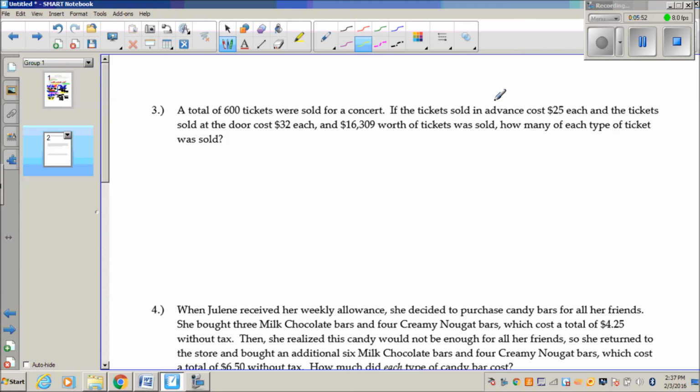But there were tickets sold in advance. So there are advance sale tickets. And also there are tickets sold at the door. And the question is, how many of each type of ticket was sold? So that's going to be my variable. The question that's being asked is usually my variable. So I'm going to change that so we can see it better. A is going to be the number of advance sale tickets.